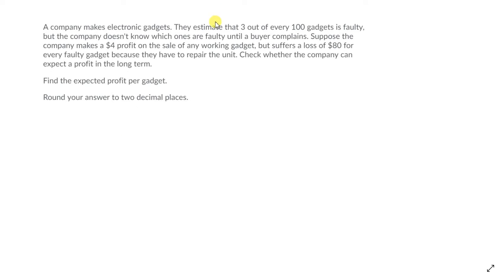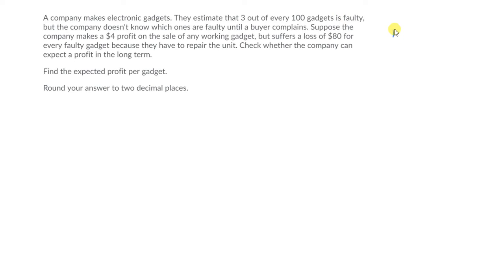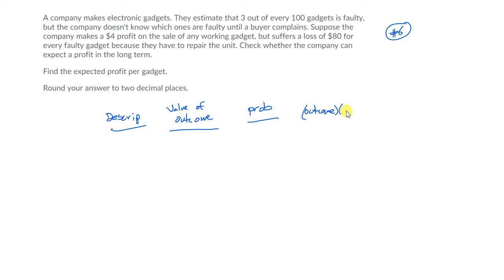Okay, this is problem number 6, and again, it's a fairly straightforward problem. We're going to have a description of the outcome, then the actual value of the outcome, and then we'll have a column for the probability of getting that outcome, and then finally we're going to do the value times the probability, or outcome times probability. And that's the column that we're going to add up to get the expected value.